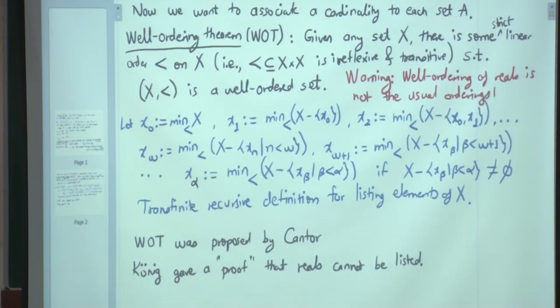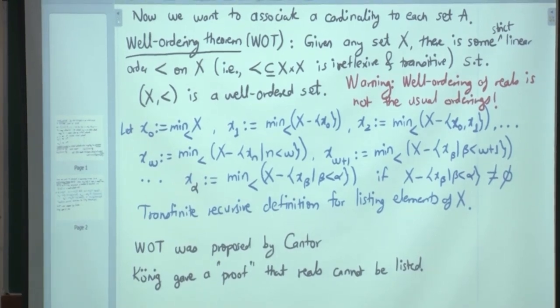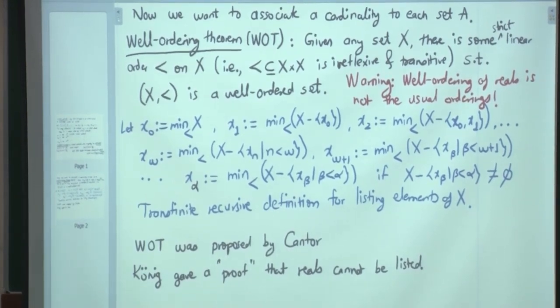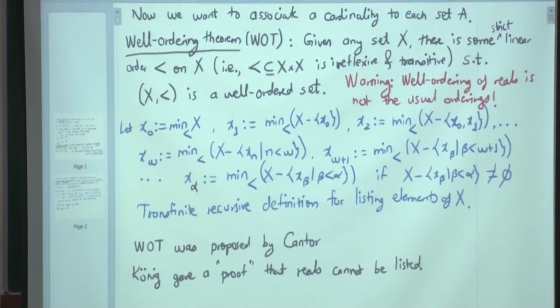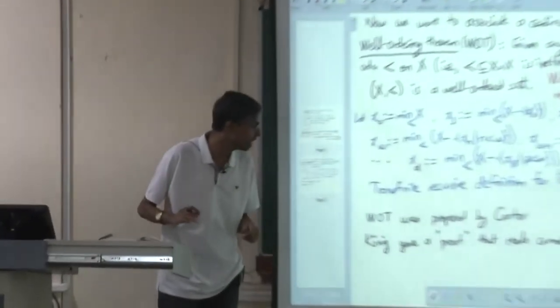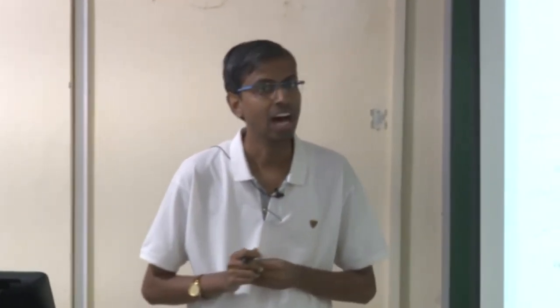This was a big point of conflict because rational numbers can be well ordered, that people could show easily. It's not with respect to the usual ordering, but we have seen rational numbers can be listed. So that wasn't a surprise, but real numbers can be well ordered. People did not want to believe that. So therefore, Koenig gave a proof that reals cannot be listed. A few days later, Hausdorff found a flaw in that proof.